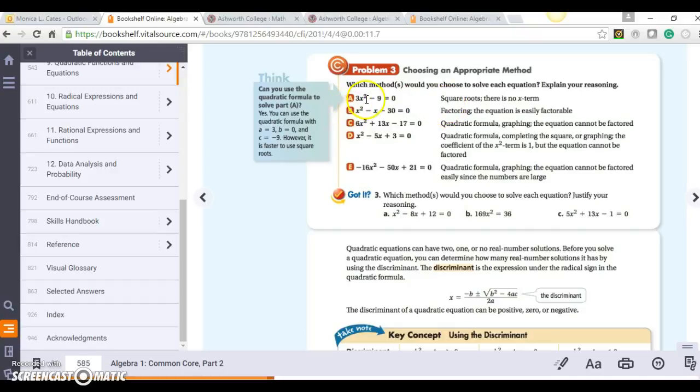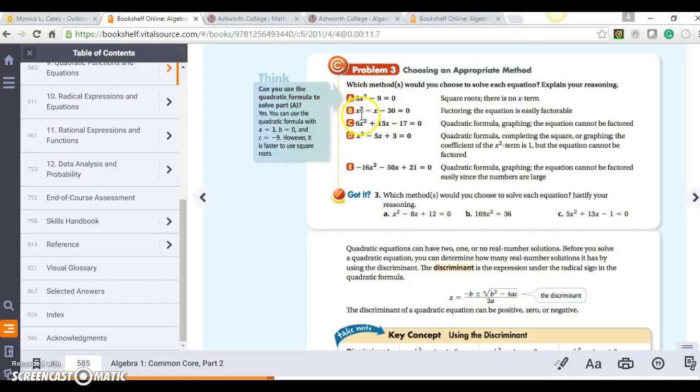For this one, I would just solve it using square roots because there's no x term. So there's not that middle value that kind of trips us up. We can just add 9 to both sides, divide both sides by 3, and take the square root of the remaining part for our solution.